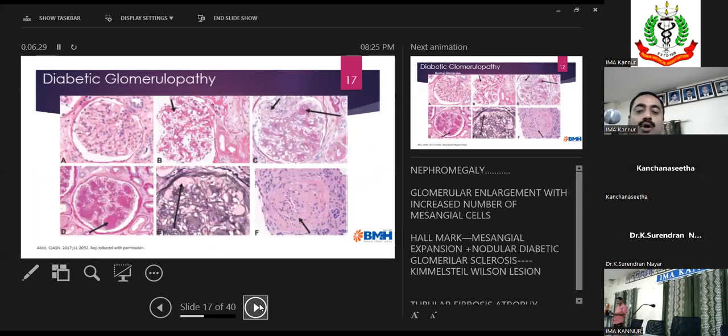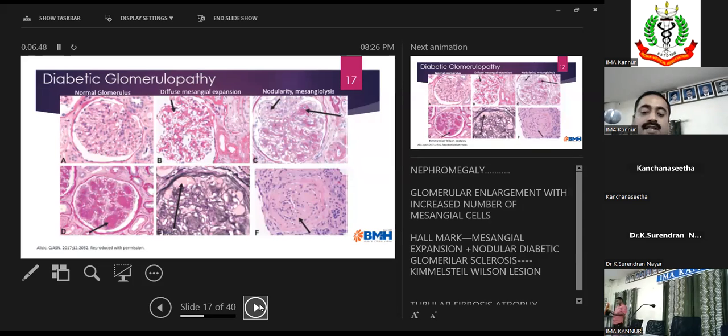In most kidney diseases, the kidney shrinks. But in diabetic nephropathy, the kidney enlarges. There will be nephromegaly, the glomerulus will be enlarged, and there will be enlargement with an increase in the mesangial cells.